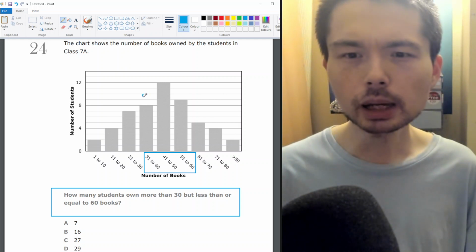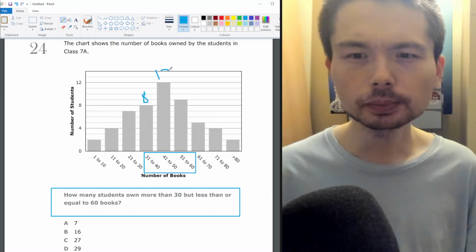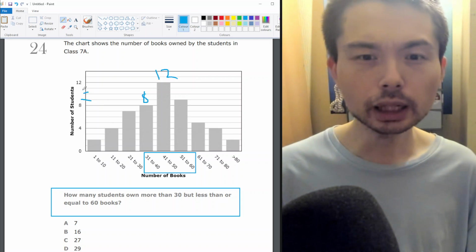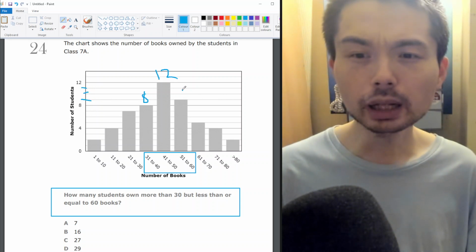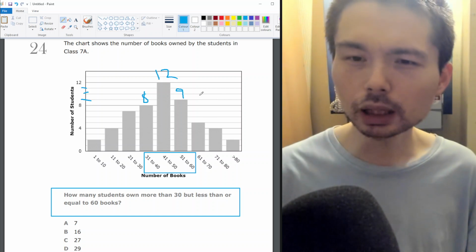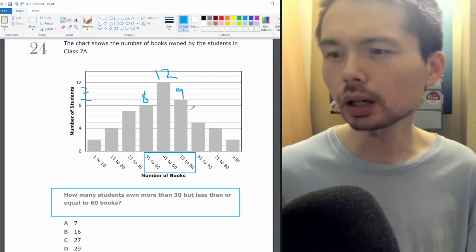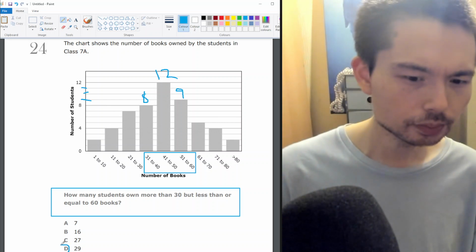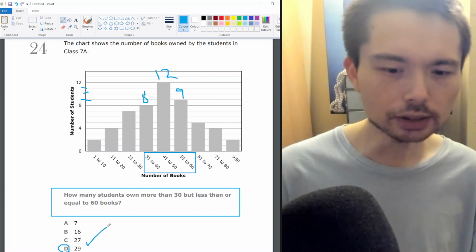Count each bar. 8, 12. Well, if you're not sure, just count up. They're just going up in 1, so that will be 9. And we know 8 plus 12 is 20, and then plus 9, it will be 29. Good. One more question, that's it.